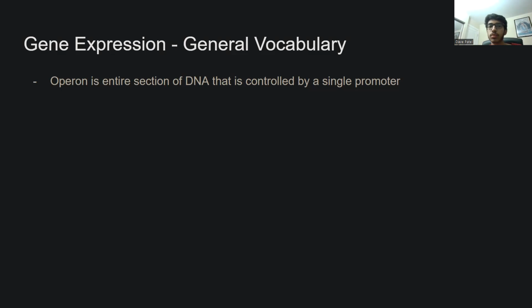So this entire operon is controlled by a single promoter. If a repressor binds to that promoter, then that gene is no longer going to be expressed, and that lactose is no longer going to be transferred across the membrane.